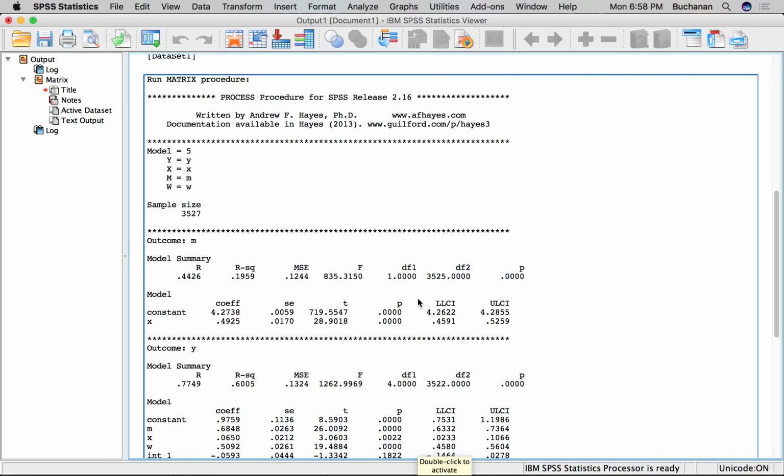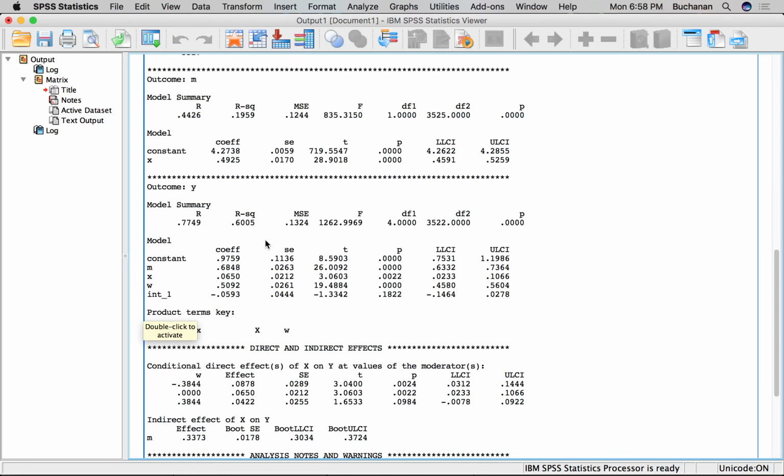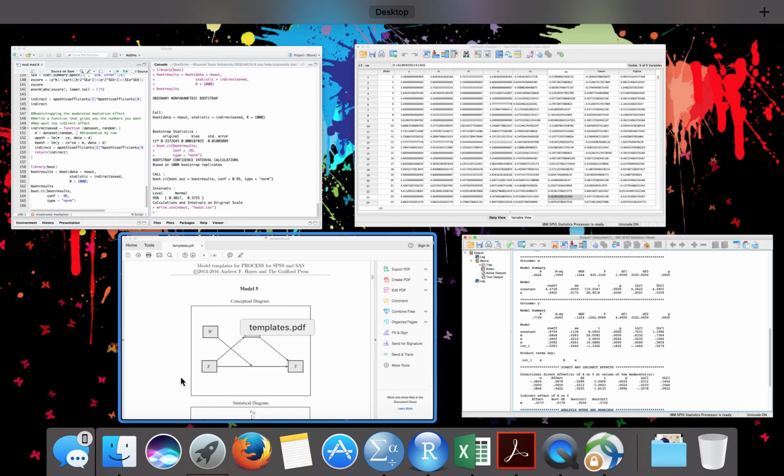So let's scroll up and look at what's happening here. So we don't see C. It doesn't give us that path, but it does give us X to M, which is the A path, 0.4925. That matches our other output. It should also give us all of the information for C prime here, 0.606. B, which is M predicting Y, is 0.68. Our main effect of W predicting Y. And then the interaction, which is not significant, so 0.059.